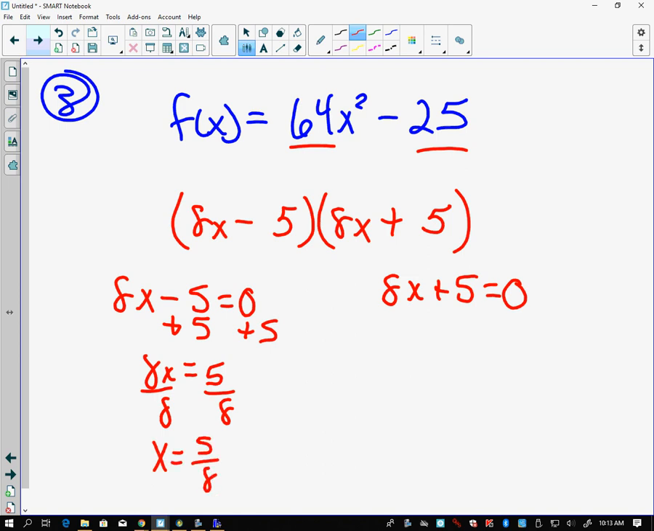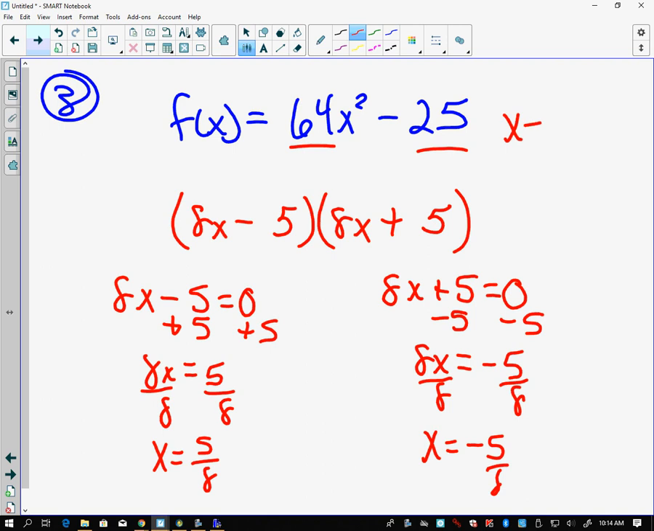What about over here? Minus 5 from both sides. All right, 8x equals negative 5. Divide by 8 on both sides. X equals negative 5/8. So my answer could very well be x equals positive or negative 5/8. Let's make that a little bit easier to find. Do we understand the process there?